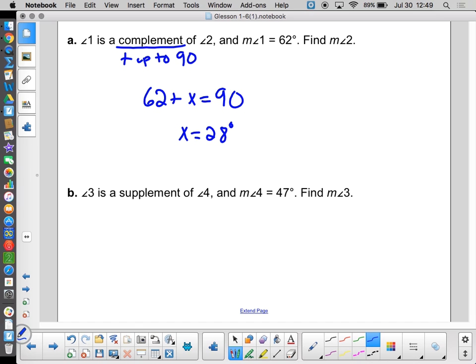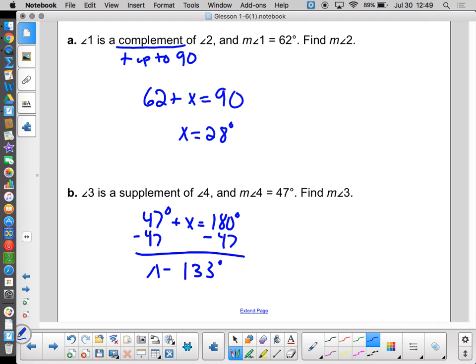Angle 3 is a supplement to angle 4. Angle 4 is 47. Find the measure of angle 3. Again, supplement means that 47 degrees plus something is 180 degrees. So if I subtract the 47 from both sides, I get 133 degrees. Okay?